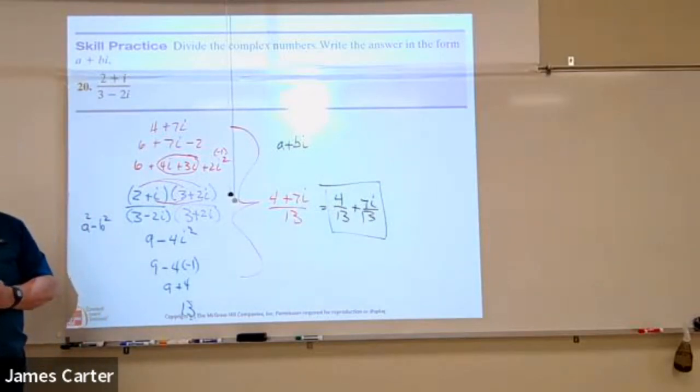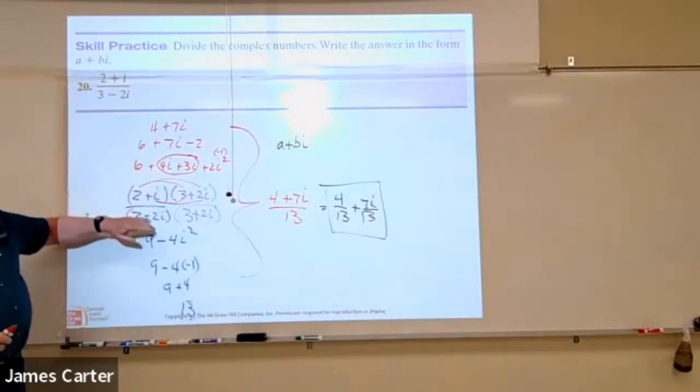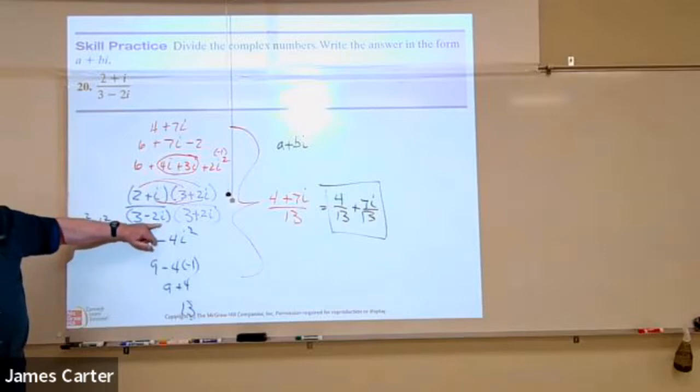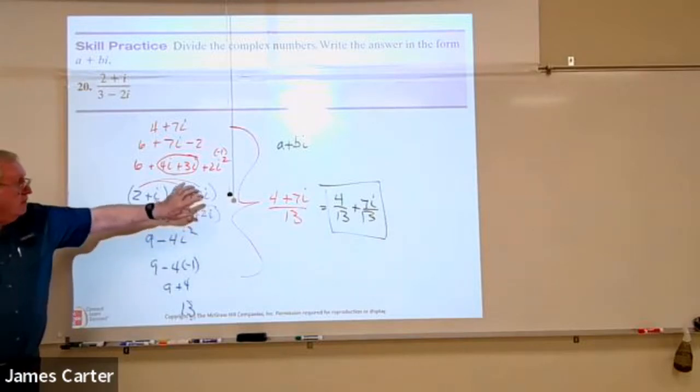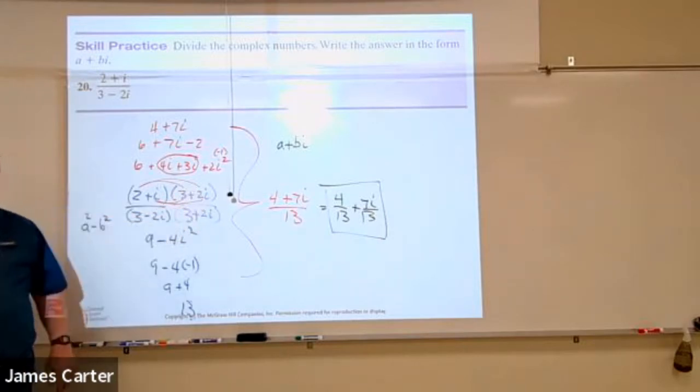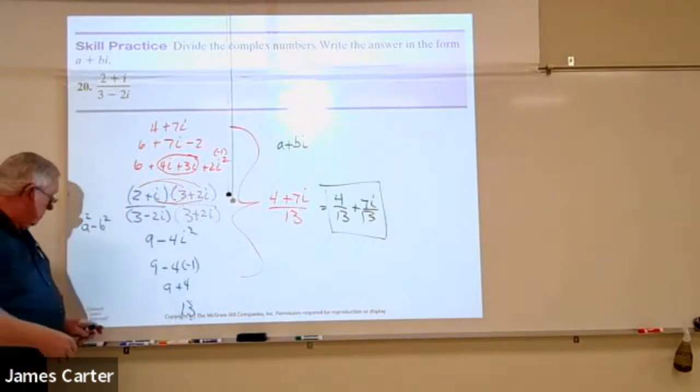Okay. Now, if you see a complex number in the denominator, what is going to be your plan? Multiply it by its conjugate. That is worth 2 points by itself, even if you make errors after that.